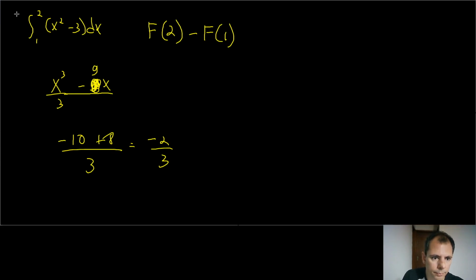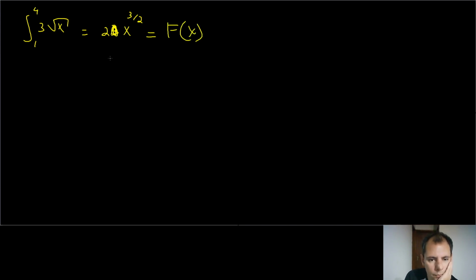Another example. Of course, if you guys don't want to make any mistakes, you better do it slowly. From 1 all the way to 4, 3 square root of x. Well, in this case, this is x to the half, right? So 3 over 2 times 2/3, so you're going to put a 2 here. It's going to become that. This is the integral, okay? And then from 4 all the way to 1.